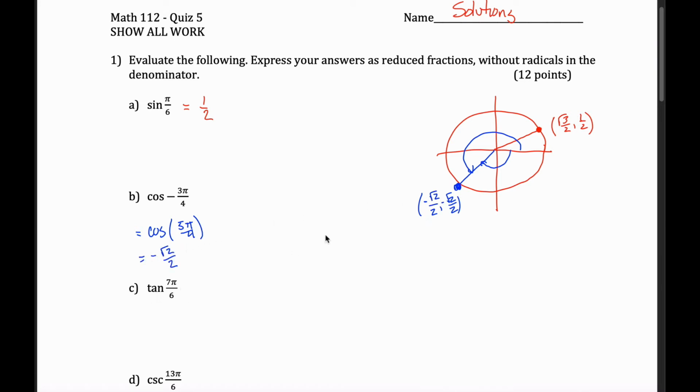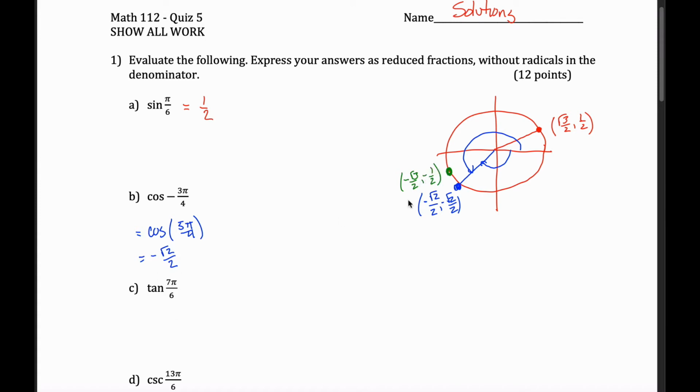Tangent of 7 pi over 6. 7 pi over 6 is actually pretty close to this point here. The way you can think about it is it's a tiny bit, pi over 6, more than pi. So measuring in the counterclockwise direction, pi gets me over here, and another pi over 6 takes me to this point that's roughly speaking right here. This point is very similar to this point that we see in red here, except since it's in the third quadrant, its x and y coordinates are negative. So it's negative root 3 over 2 and negative 1/2.